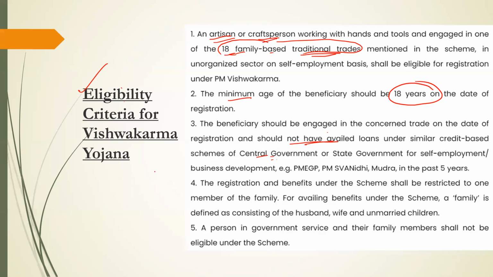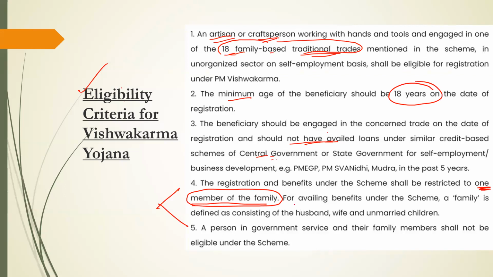Now see the important point here. The registration and benefits under the scheme shall be restricted to only one member of the family. If you remember the Atal Pension Yojana question from the previous year, there also the same aspect, कि किसको मिलना चाहिए. So here also that restriction is clearly given. It is to one member of the family.